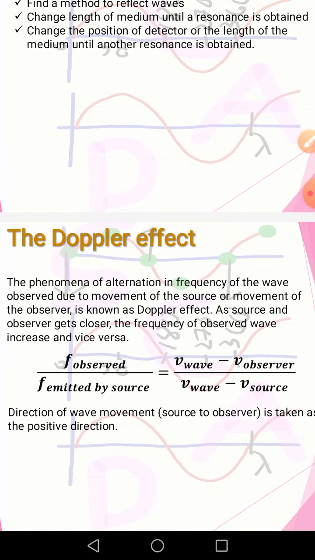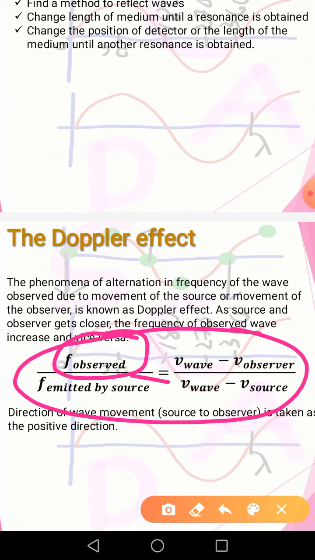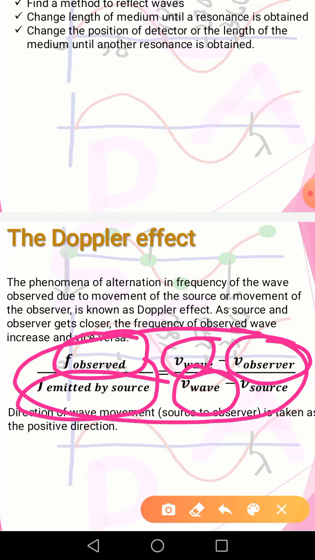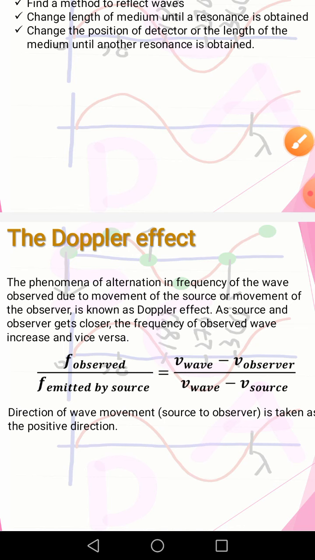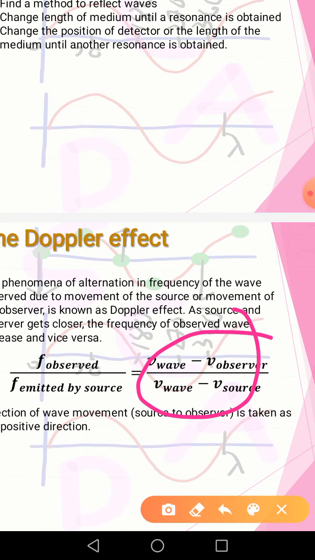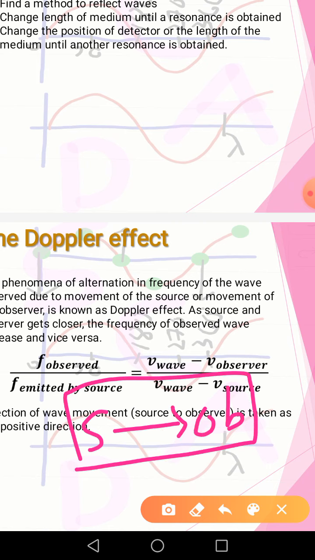Now how will we analyze the frequency when the source is moving towards you or going away from you? This is the basic formula: frequency observed divided by frequency emitted is equal to velocity of wave minus velocity of observer, over velocity of wave minus velocity of the source. Since velocities have direction, the positive direction is always taken from the source to the observer.